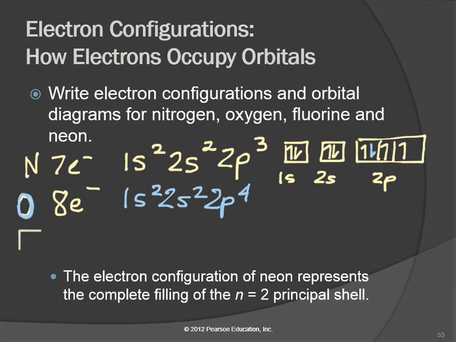How about fluorine? How many electrons does fluorine have? 9. So that's going to be just like oxygen, but with 1 more electron. Where does that electron go? It goes in this middle box. So there's a lot of repetition when we write these electron configurations. So this is 1s2, 2s2, 2p5.